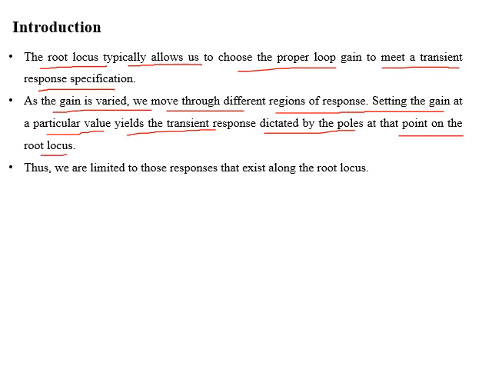Students, with gain adjustment, we are limited to the response that exists along the root locus of the closed loop system, which means that for any set of transient conditions, we will find out the closed loop system poles. If that location of the closed loop pole is a part of the root locus, we can achieve it with the help of gain adjustment. And if that point is not part of the root locus, then with gain adjustment we can't achieve that response.